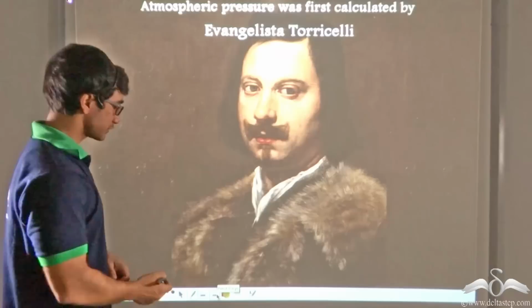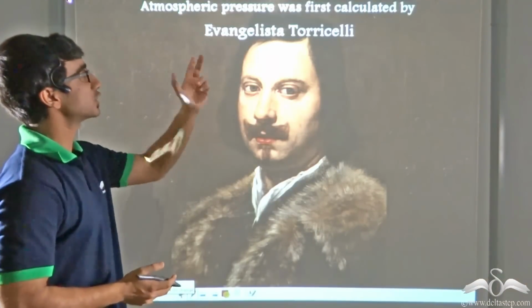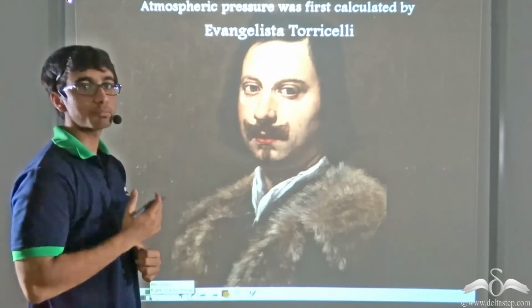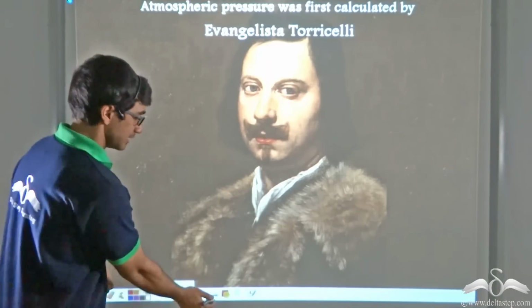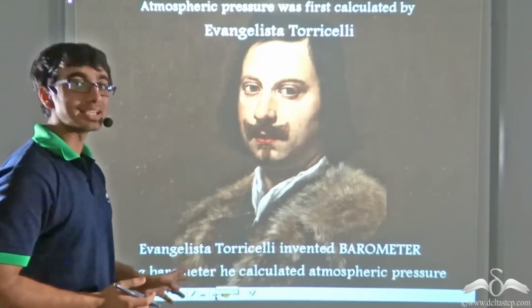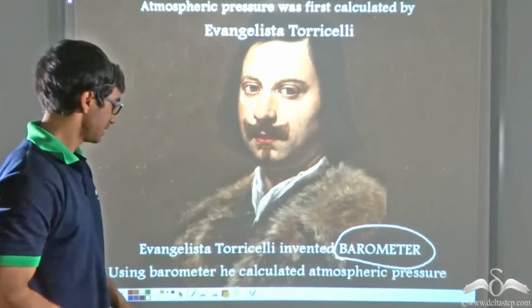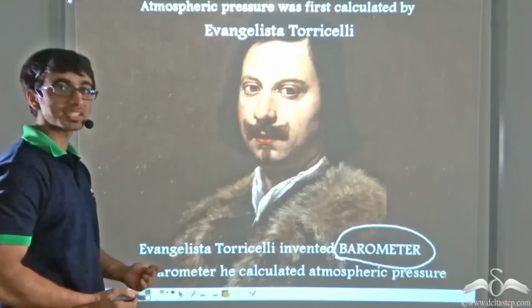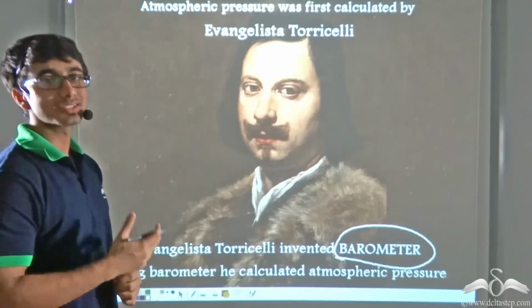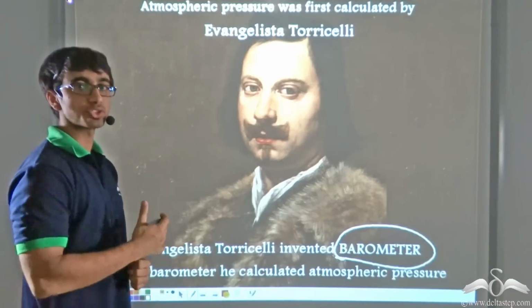The atmospheric pressure was first calculated by a scientist known as Evangelista Torricelli. He used a particular instrument for measuring the atmospheric pressure, an instrument invented by him. This instrument is known as the barometer, and with the help of the barometer he was able to calculate the atmospheric pressure. So let us find out what a simple barometer looks like, and with the help of it how we can calculate atmospheric pressure.